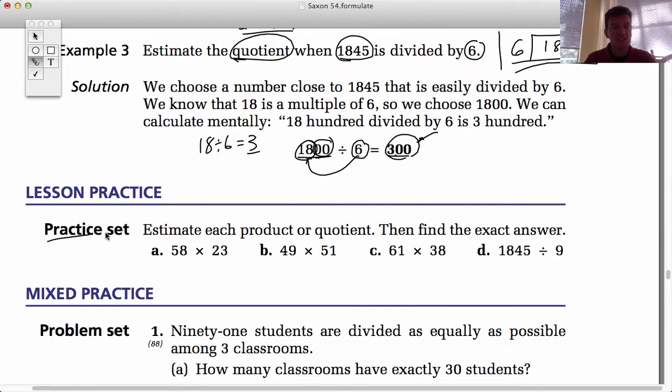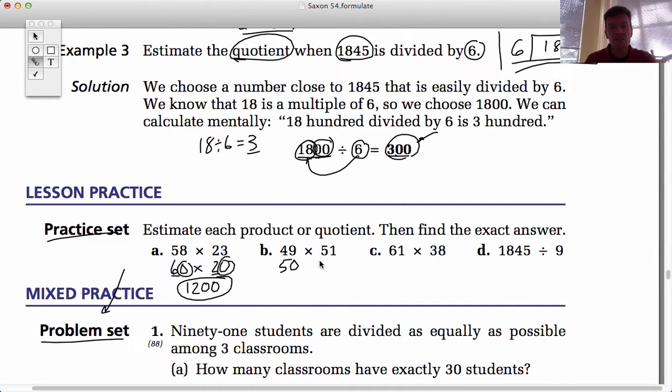Let's just look at the practice set really quickly here, and then you can go on to the problem set down there and work on those on your own. So here I would take 58 and round that to 60. 23, I would round that to 20. 6 times 2 is 12, and each of those are followed by a 0, so I add on 2 zeros. My estimated answer is 1200.